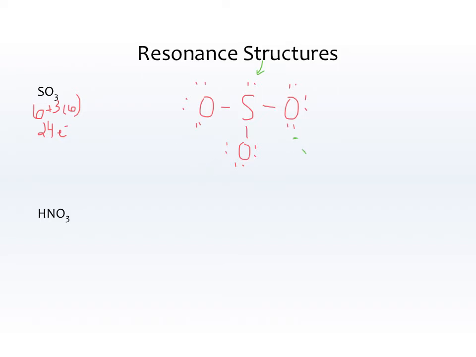So what I'm going to have to do is take a pair off the sulfur and off one of the adjacent oxygens. And it's hard to pick which adjacent oxygen. So for the moment, I'm going to pick the sulfur and the oxygen on the left and give it a double bond. That's one possible way to draw it. But I just as easily could have done the bond on the bottom.